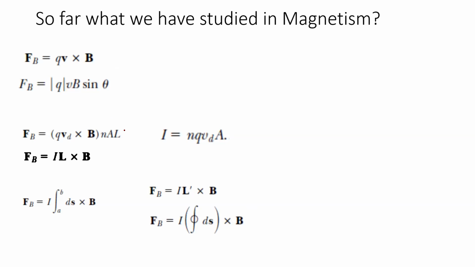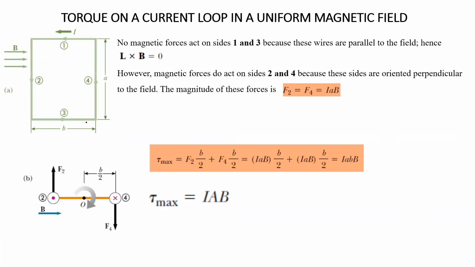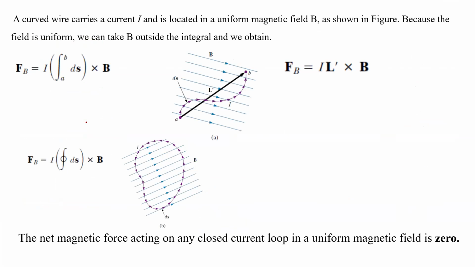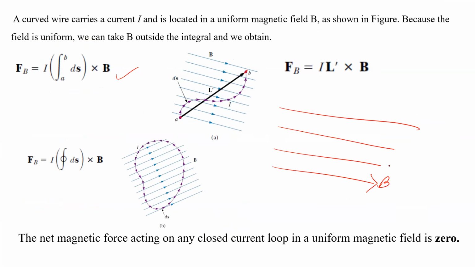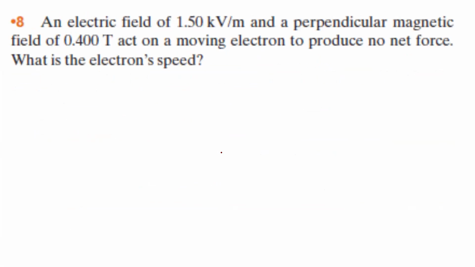So far what we have studied in magnetism, we have taken a straight current carrying conductor. We calculate the force due to this current carrying conductor. Whenever there is a magnetic field involved, and we put a current carrying conductor in that magnetic field, the force exerted is I L cross B. Similarly, here we have two parallel current carrying conductors.